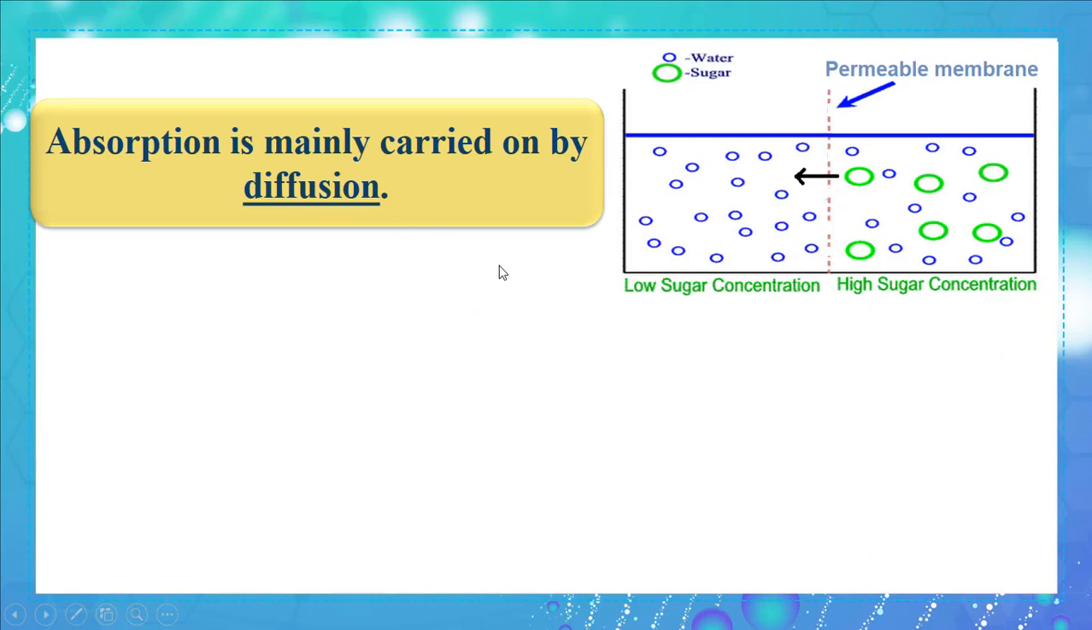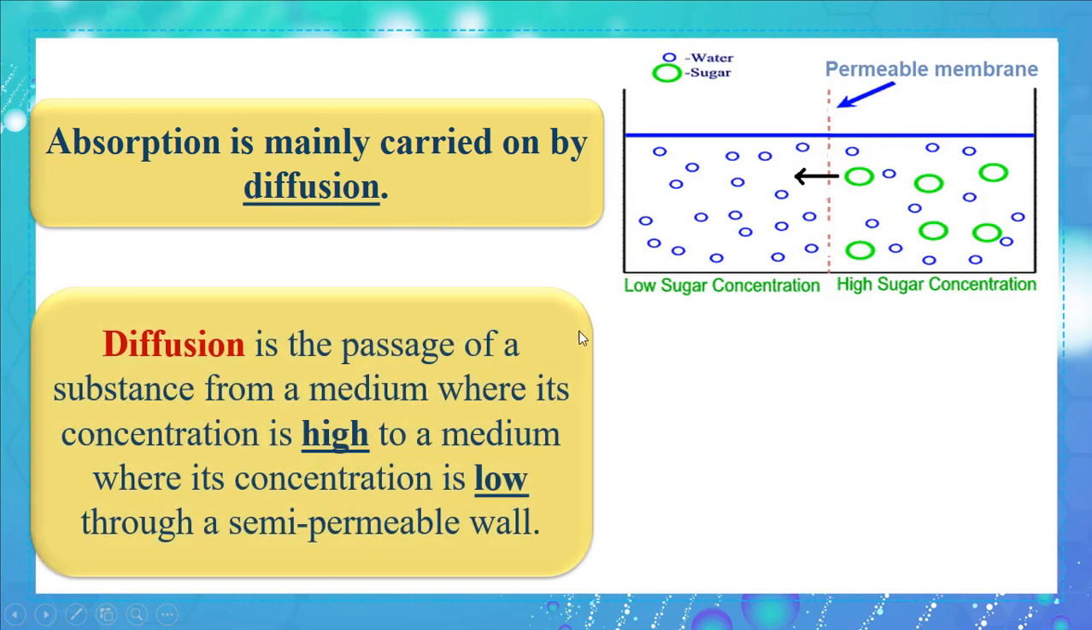But what is diffusion? Diffusion is the passage of a substance from a medium where its concentration is high into a medium where its concentration is low through a semi-permeable membrane.